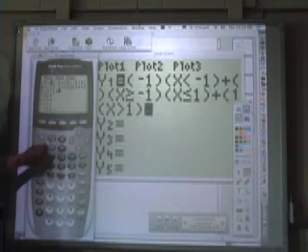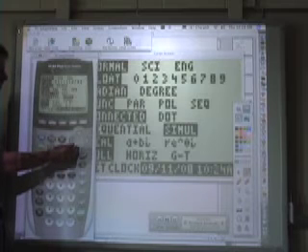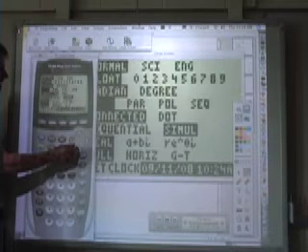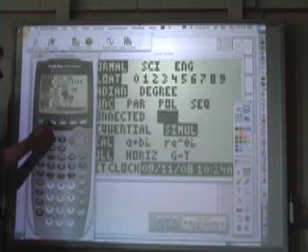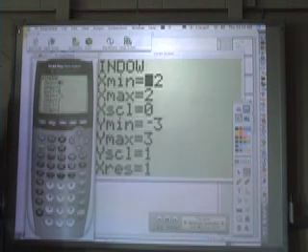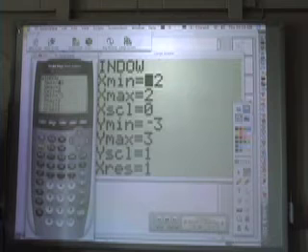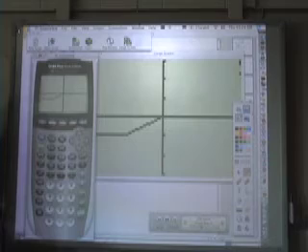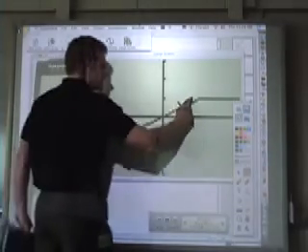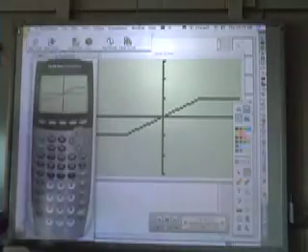Now on mode, I would prefer to be in dot mode instead of connected, because I don't want these legs in the piecewise graph to be connected together. I'm also going to go to window, and -2 to 2, -3 to 3, that's fine with me. Let's press graph, see if it works. Oh, they are connected anyway. So the rule is -1, then x, then +1. It ends up being continuous.